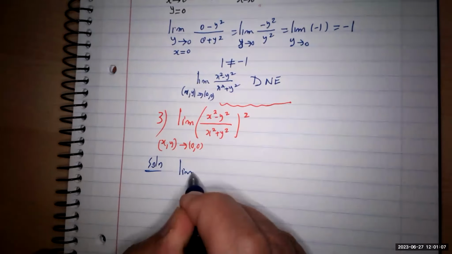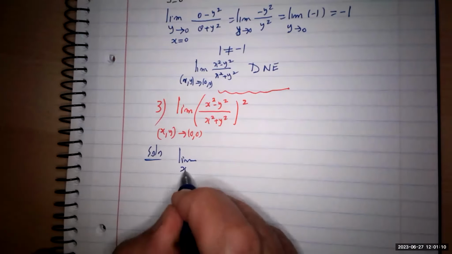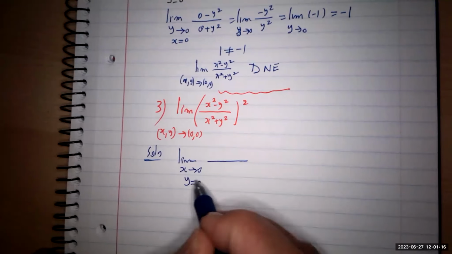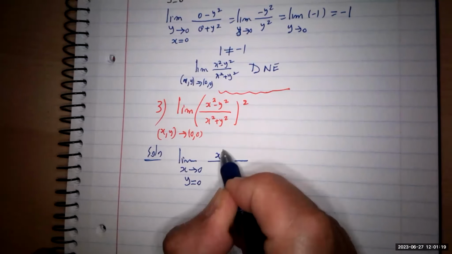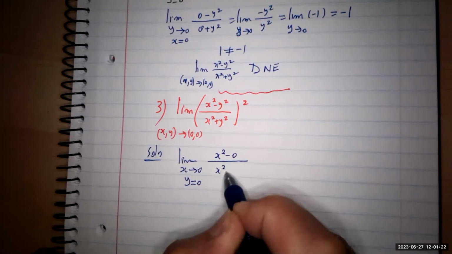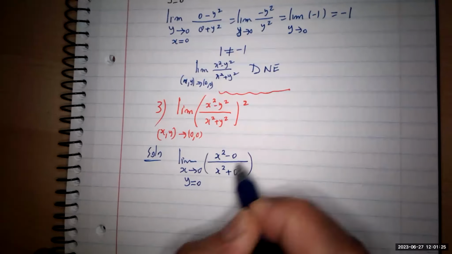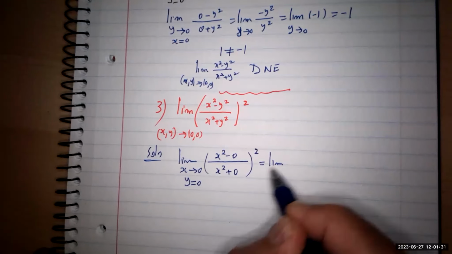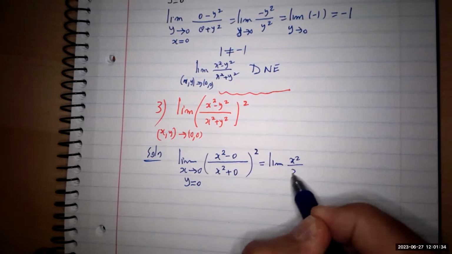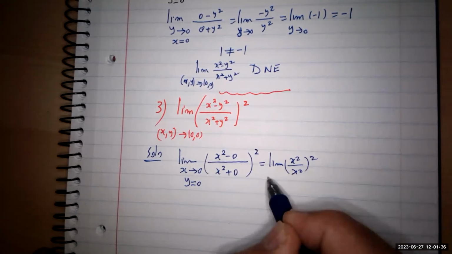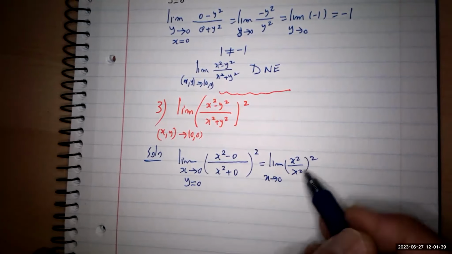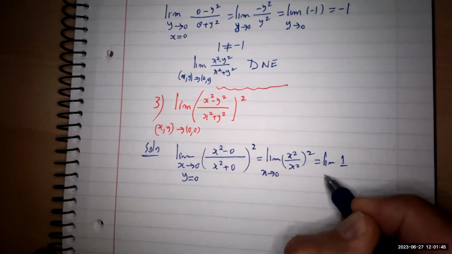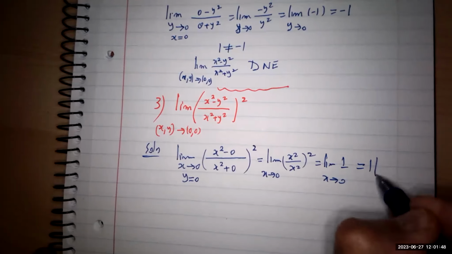So for example, I'll go with this one. I let x go to 0 along the x-axis, so y would be 0. So I substitute y equal to 0. That gives me x squared minus 0 over x squared plus 0, all squared. So this is going to be equal to the limit of x squared over x squared, all squared, as x goes to 0, but you simplify it first. You simplify that, it gives you 1. So that is the limit of 1, as x goes to 0, which is equal to 1. Okay, so that's the one direction.